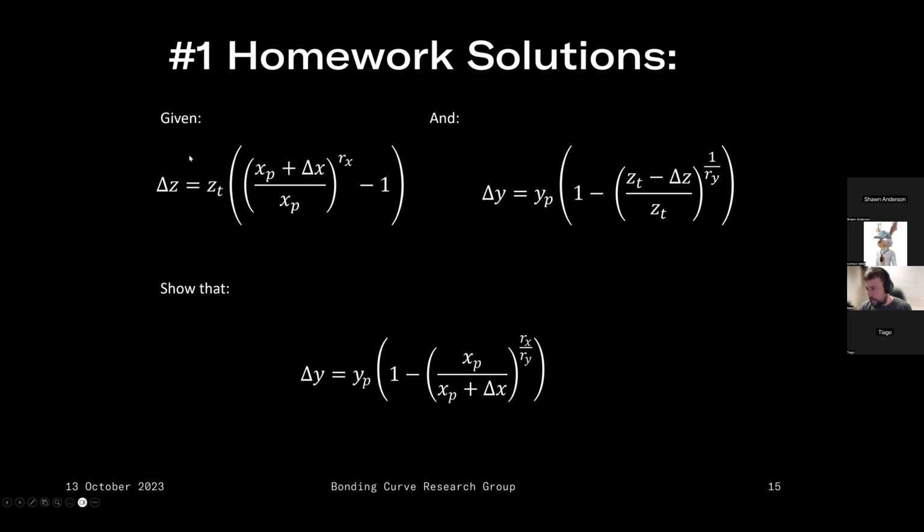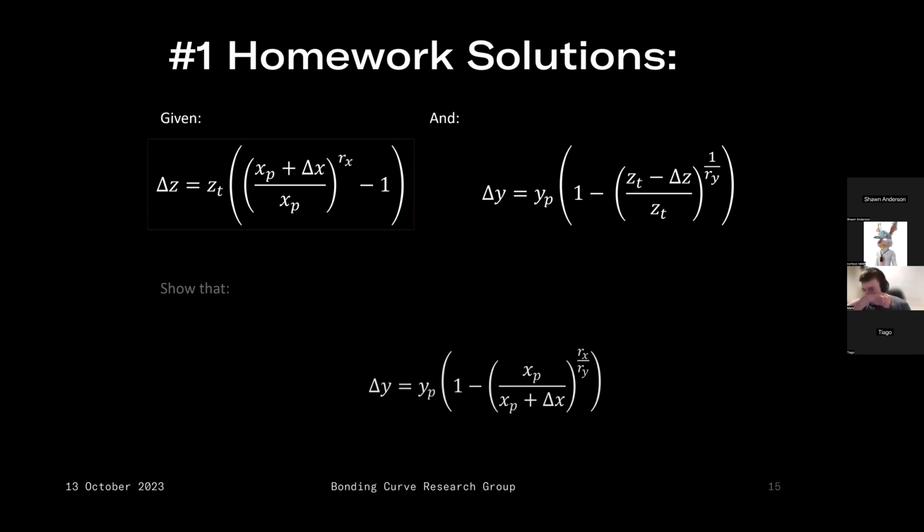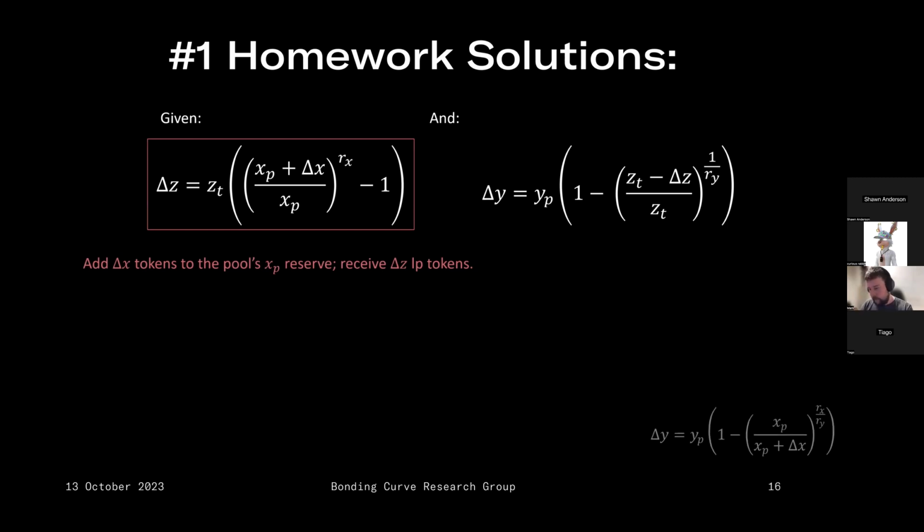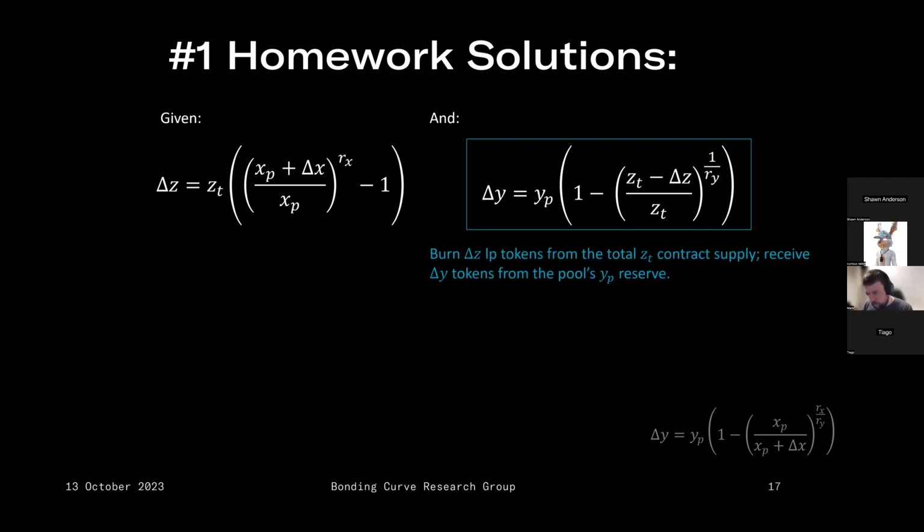So all you need is this expression, which is the one that says if you're adding delta X tokens to the pool's XP reserve, then you receive delta Z tokens in return. And then the opposite, which is withdraw liquidity in a single token, which is you're burning delta Z LP tokens from the total ZT that exist, and then receive delta Y tokens from the pool's YP reserve.